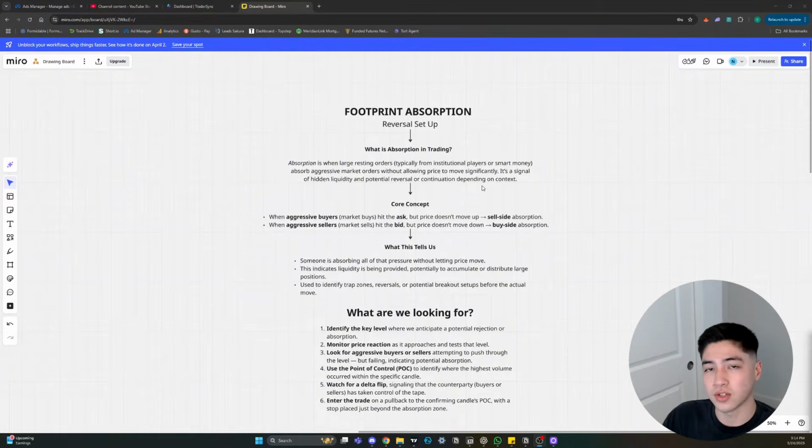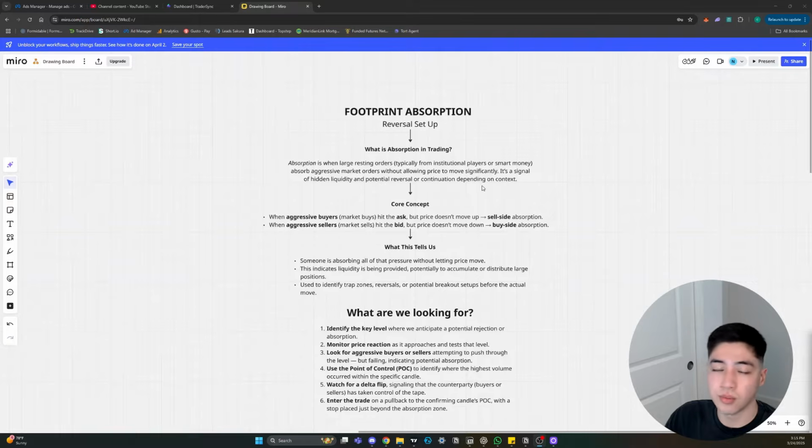So when it comes to our setup, what exactly are we looking for? Well, there are a few different things, and I'll go through them one by one. The first thing, of course, is we want to be paying attention to a key level. If you're seeing absorption happen in the middle of nowhere, it doesn't mean much, right? We need to find an area or a level where we are anticipating a potential rejection or that absorption to happen. We're going to monitor that price action and how it reacts to the level as it approaches or tests the level. Then we look for either aggressive buyers or sellers attempting to push through that level, but failing, indicating a potential absorption. And we do this by using something called the point of control, or the POC.